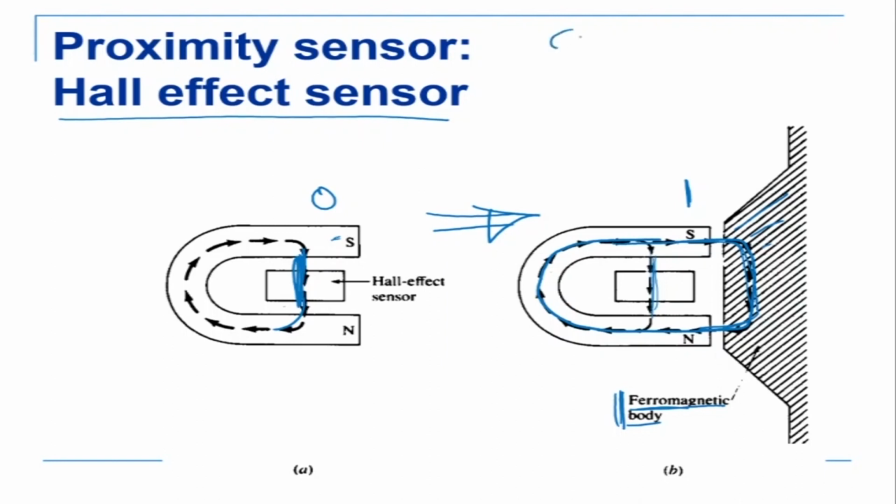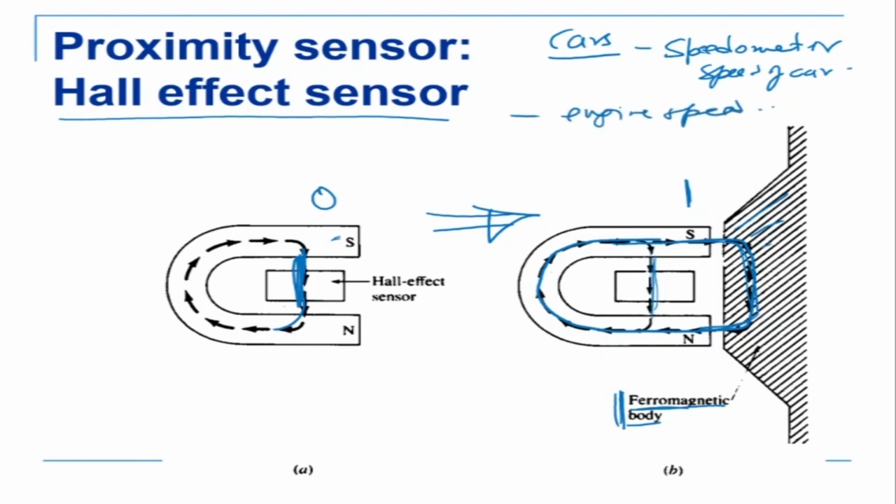For example, in cars, the speedometer. For example, how to measure the speed of a car. So if you look at the dashboard of a car, there are a lot of dials. One dial tells you the speed of the car. The speedometer gives the speed of the car. And there is another one that senses engine speed. So both of these are displayed.